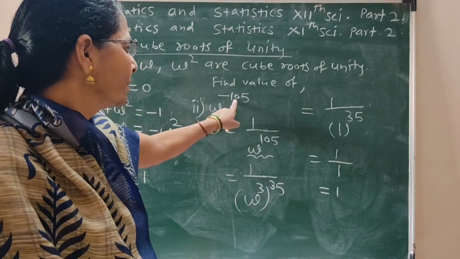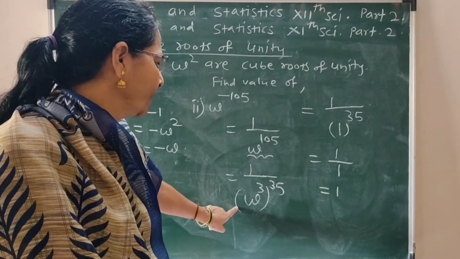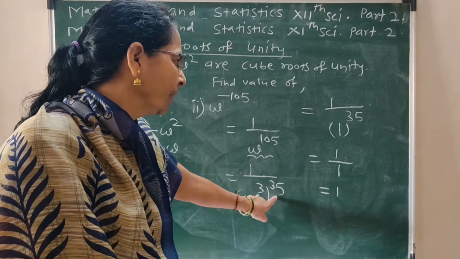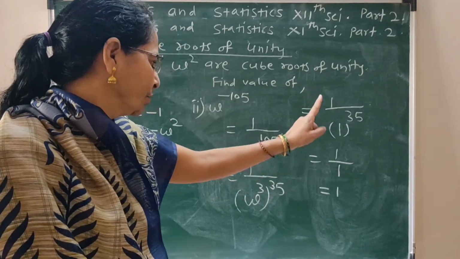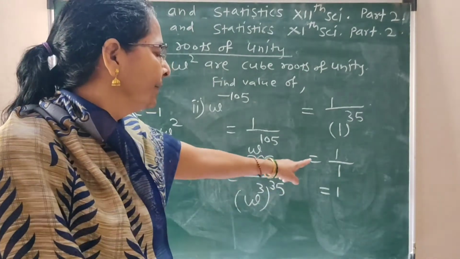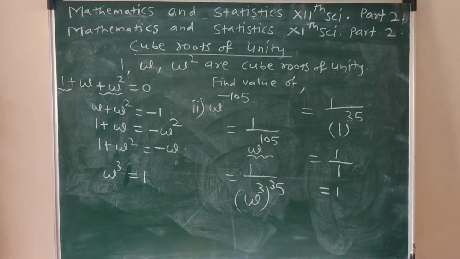Omega raised to minus 105 is 1 upon omega raised to 105. In omega raised to 3 form, divide by 3 to get 35, so 1 upon 1 raised to 35. Since the value of omega cube is 1, 1 with any index is 1, final answer 1.